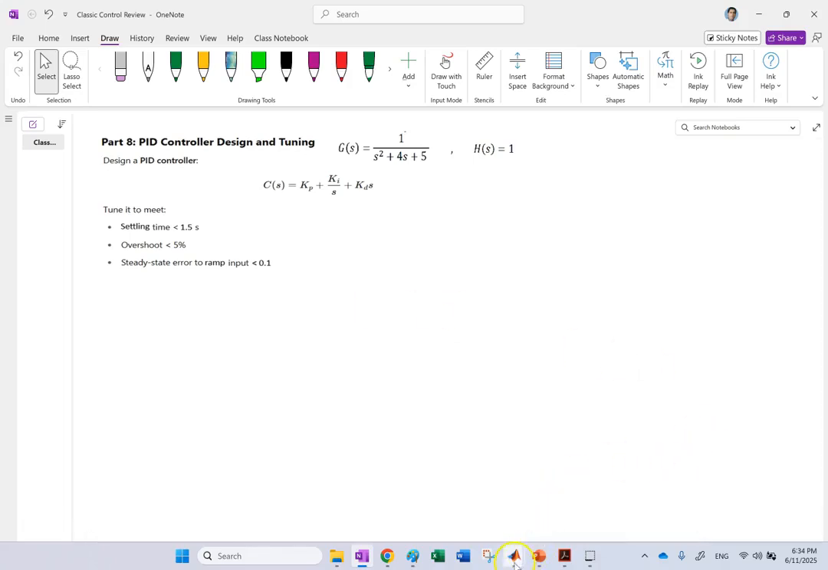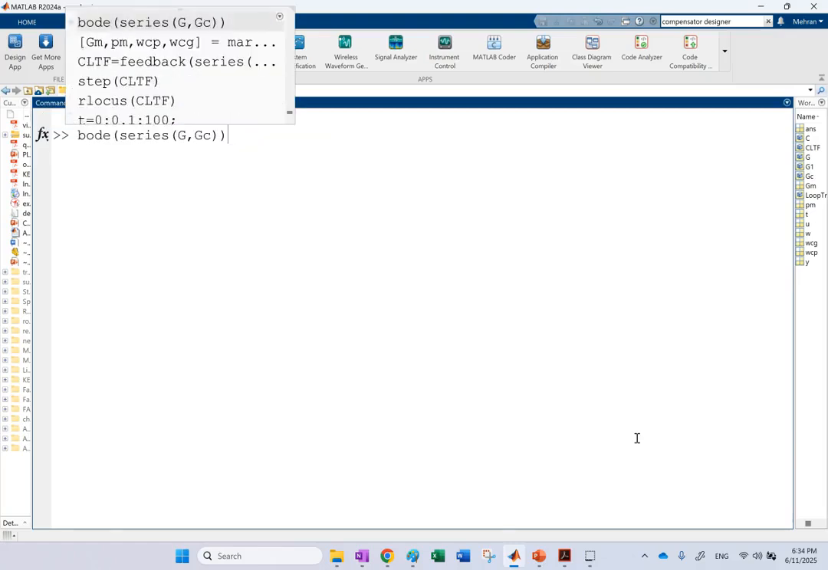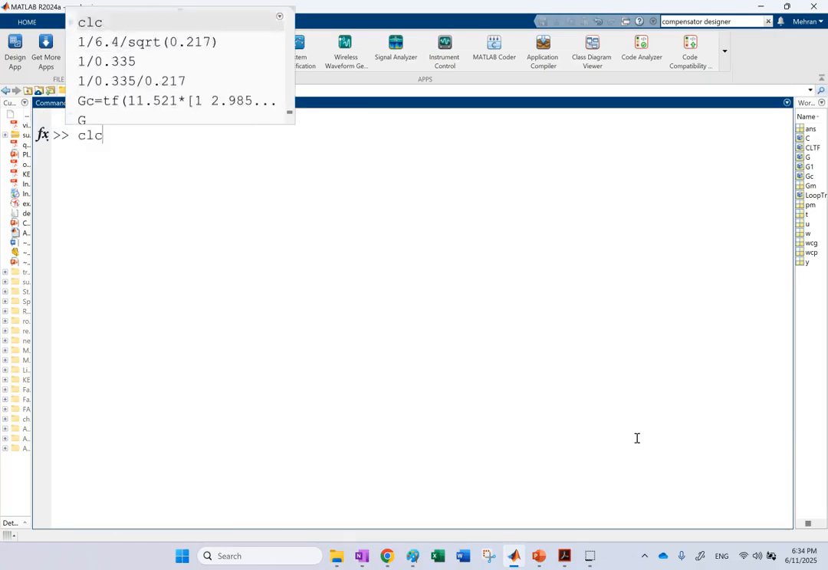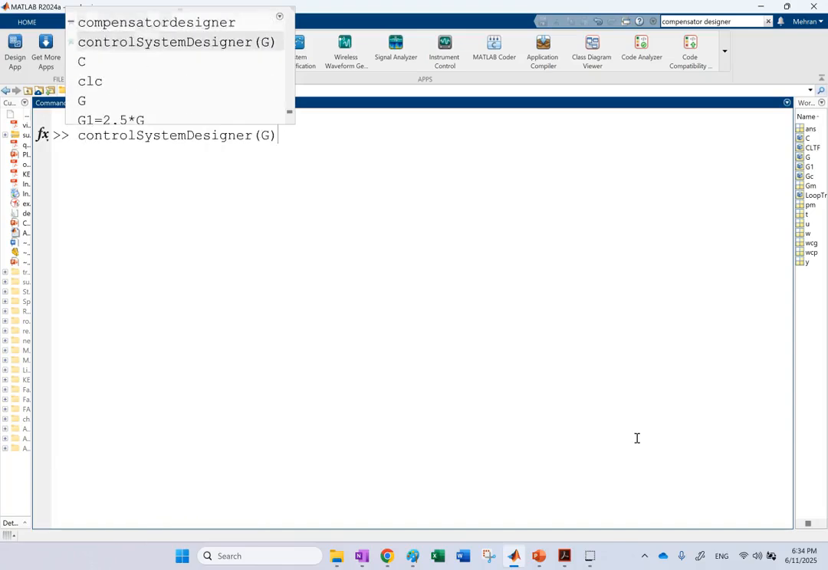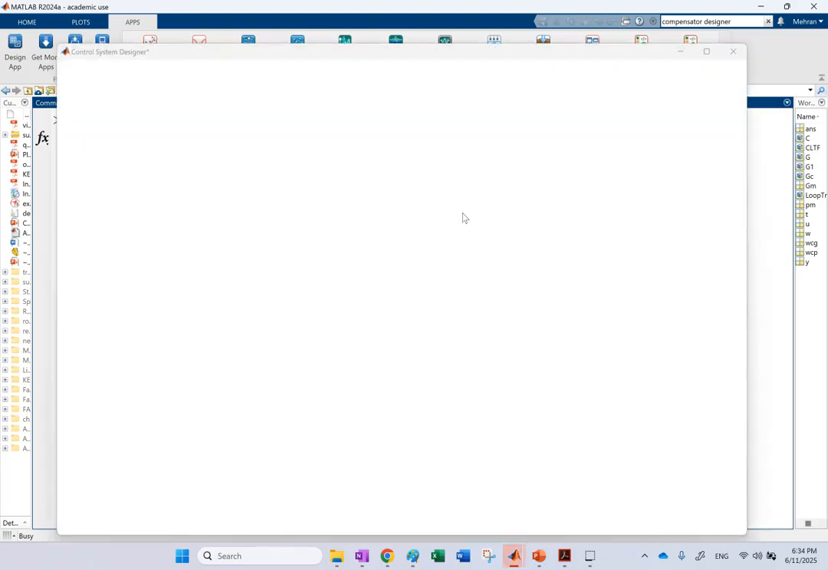Now let me show you how to do it in MATLAB also, if you want to do that. So here you bring in the control system designer app and call it on G. Okay, so call it for the G, and then it allows you to pick a controller and then tune it manually to get the numbers that you want. So let me show you this one.